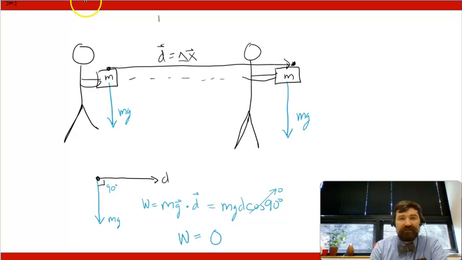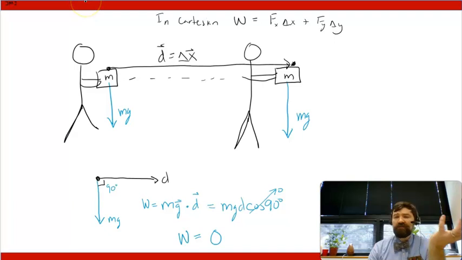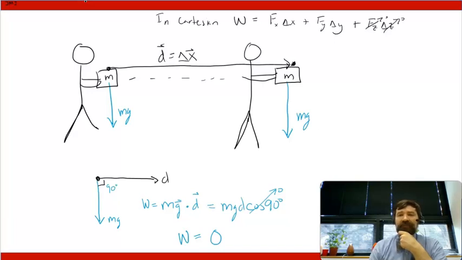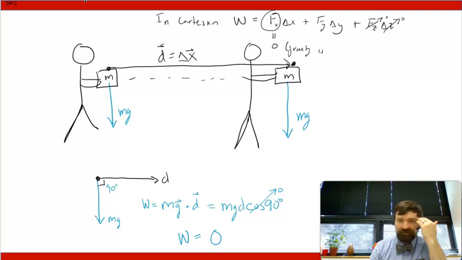So in Cartesian, what we would have is work is equal to f sub x delta x plus f sub y delta y. And there is no fz or delta z here, so we only need these two terms. But we could say fz delta z, both of which are 0 here. Okay, well, this term right here equals 0. There's no x component to gravity, which is oriented only vertically. Gravity is vertical.